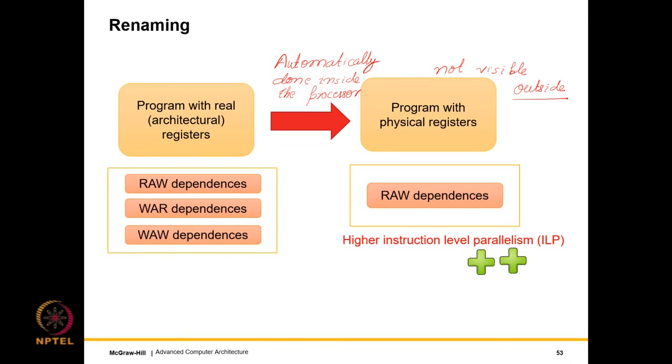A program with physical registers has only RAW dependencies, read after write dependencies. And of course, the fewer the dependencies, the higher the instruction level parallelism, the ILP. Since we reduce the number of dependencies, we have exposed more instruction level parallelism, which the program can use to find more independent and parallel instructions that can be issued at the same time.